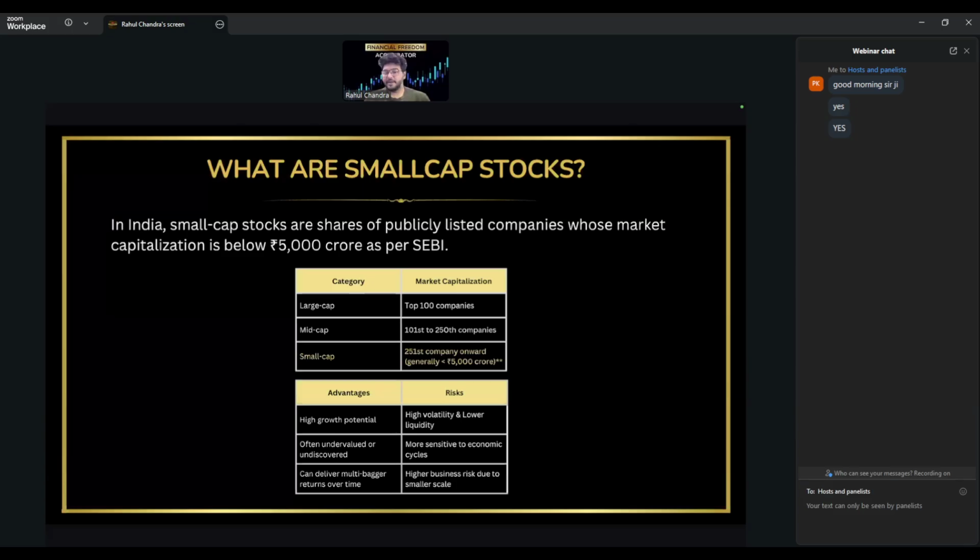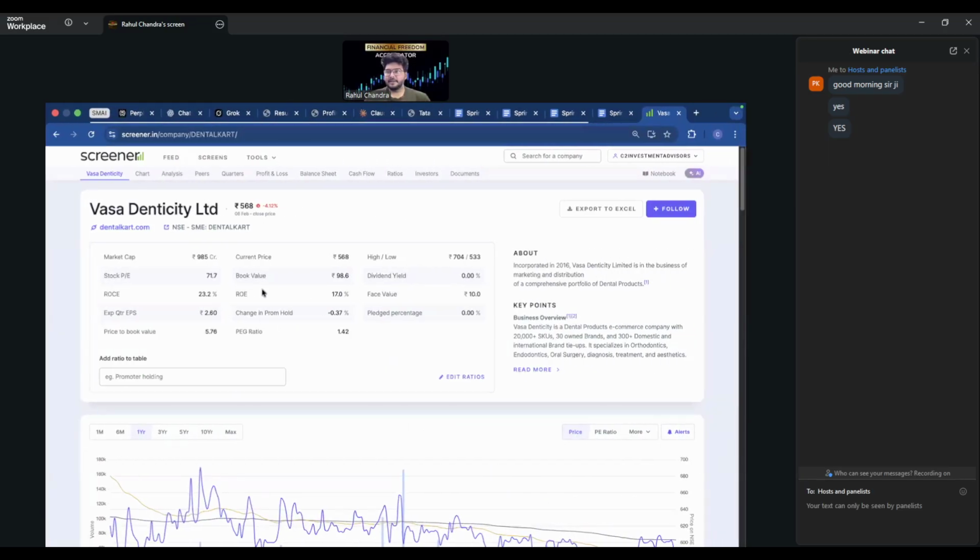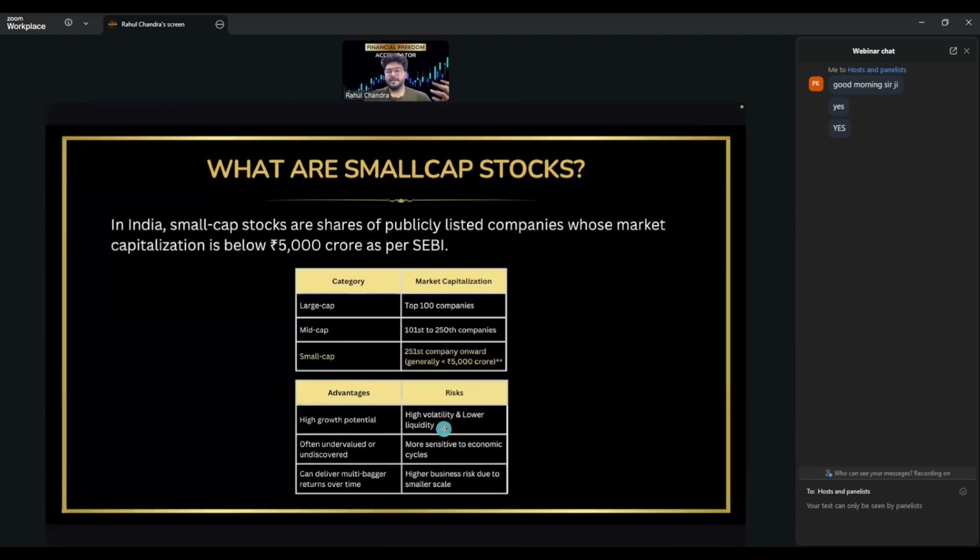Okay. But think of something like a Vasa Denticity again. It's a relatively small company, correct? Let's say they're not able to sell their product. Let's say they don't get supply from their distributors, correct? Do you think they are big enough to manage through this period? No. So these sort of smaller companies, as a result, are more sensitive to economic cycles.